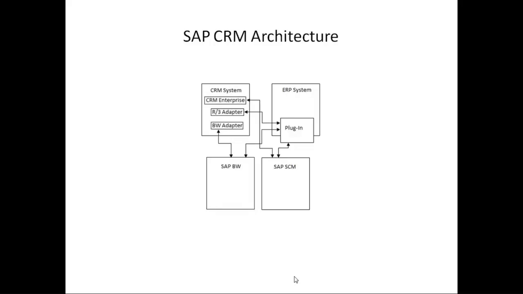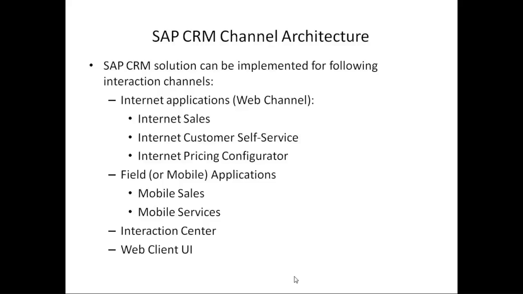So these components will be described in more detail in the next slide when we talk about the channel architecture in SAP CRM. So here we can discuss the SAP CRM channel architecture. That is, the SAP CRM solution can be implemented for various interaction channels, that is internet applications, web channel, which comprises internet sales, internet customer self-service, internet pricing configurator. And then we have field or mobile applications, which come with mobile sales and mobile services. And also we have interaction center and web client UI. We'll see what these channels are basically referring to.